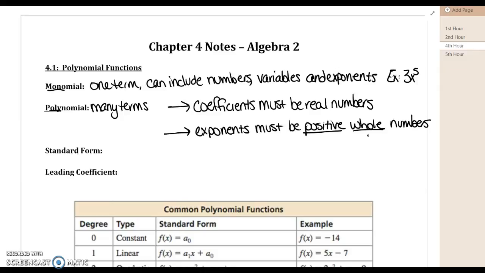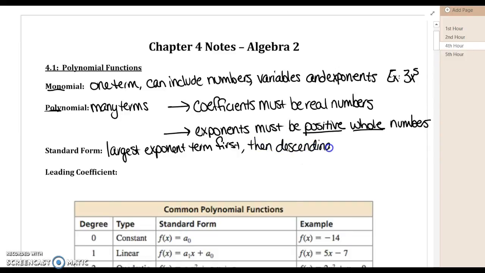Standard form. A polynomial is written in standard form when the largest exponent term is first. And then the terms are written in descending order. So that means the term with the largest exponent is first, and then the term with the next largest exponent, and then the next largest exponent, and so on until you're out of terms.